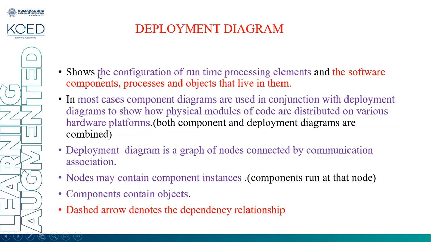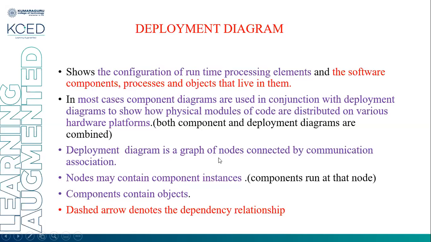Deployment diagrams show the configuration of runtime processing elements and the software components, processes, and objects that live with them. In most cases, component diagrams are used in conjunction with deployment diagrams to show how physical modules of code are distributed on various hardware platforms. Both the component and deployment diagrams are combined.